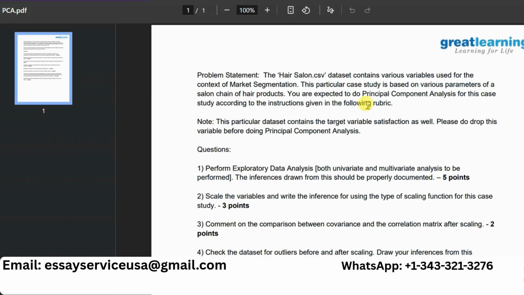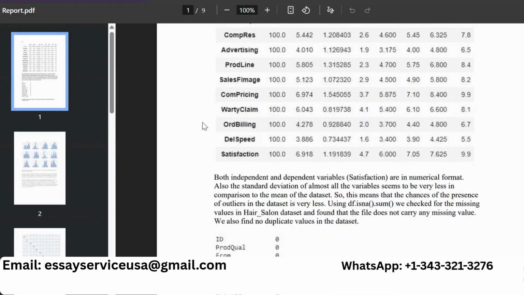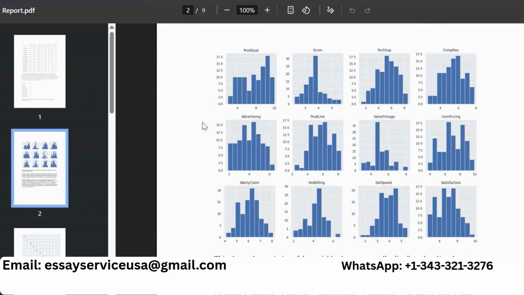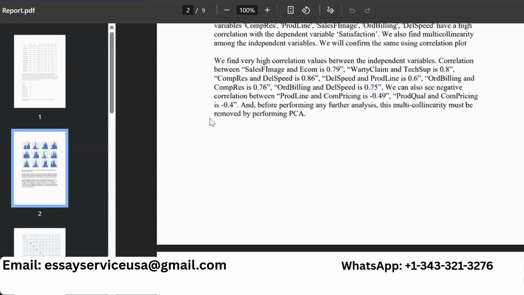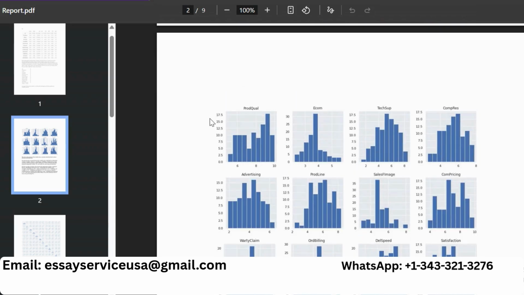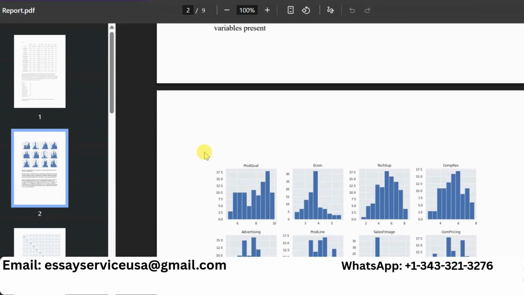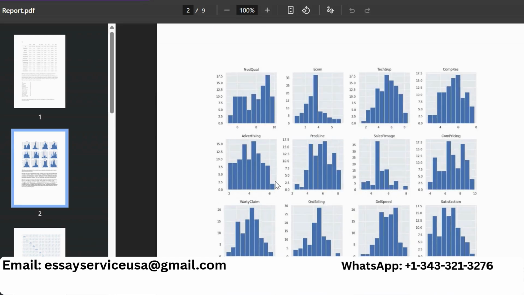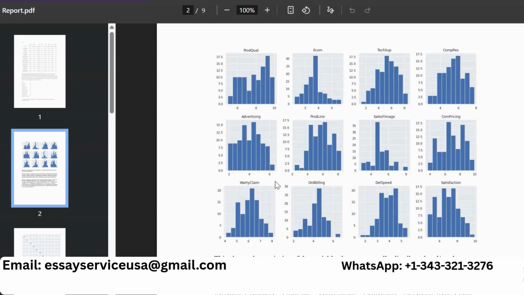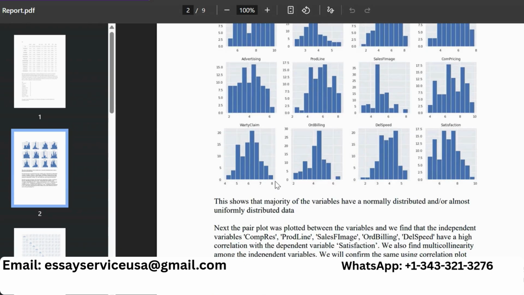Next, I performed univariate analysis using histograms, as you can see in this final report section that I have shown you. Here they are. Most of the variables are showing normal or uniform distribution, which is ideal. Then I looked at multivariate relationships using pair plots and a correlation heat map.